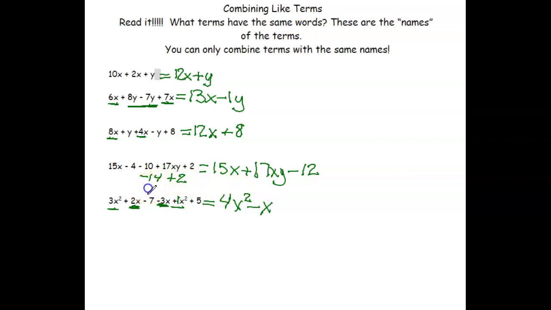And then I have negative 7 plus 5. Negative 7 plus 5 is the same as saying 5 minus 7, or 7 minus 5. 7 minus 5 is 2. And since I switched the order of how I said that, it's a negative. Or if I just go back, 5 minus 7, it's negative 2. Hopefully this is helpful in combining like terms, and good luck on your assignment.